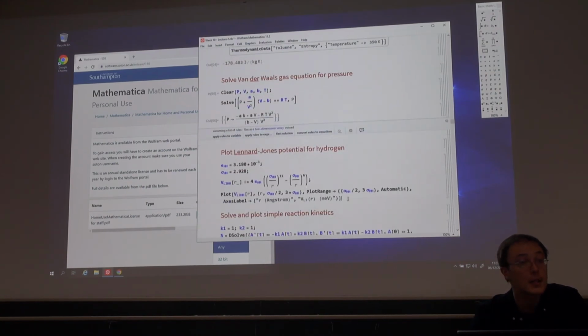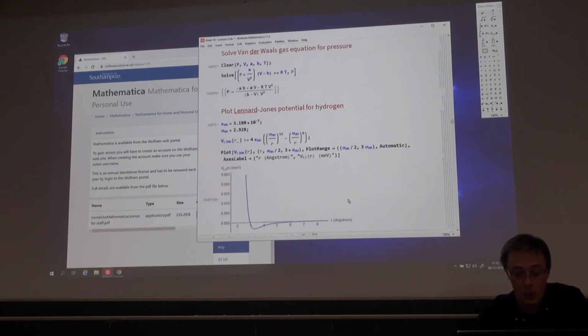Lennard-Jones potential, something that you've already seen. This is where all the plots are coming from in my lecture handouts. So that's the energy minimum, and this is the collision wall.